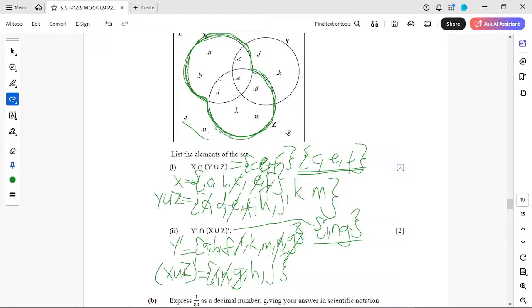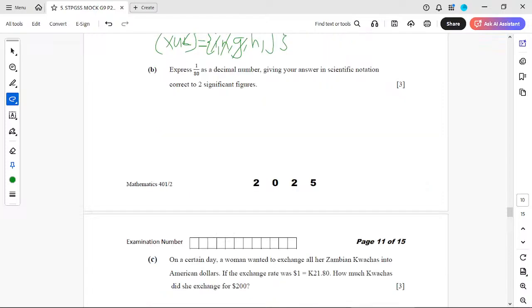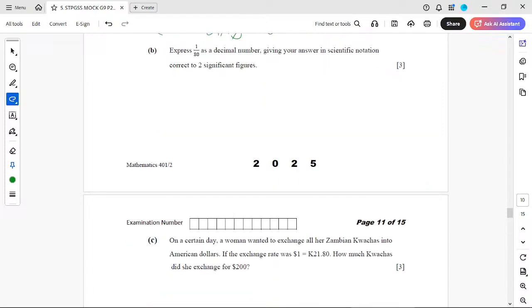If you have questions, you can ask in the comment section, but basically that's how you go about it. If there is somewhere you don't understand, respond. Now, let's look at question 6b. I'll give you time to solve question 6b.